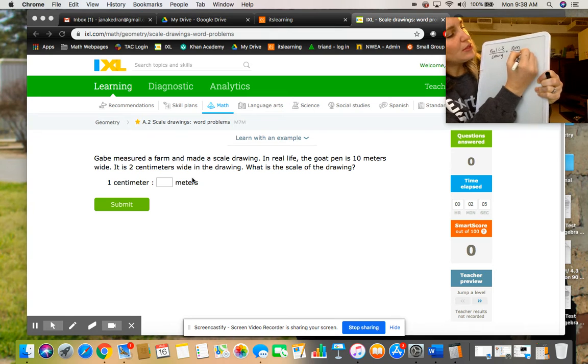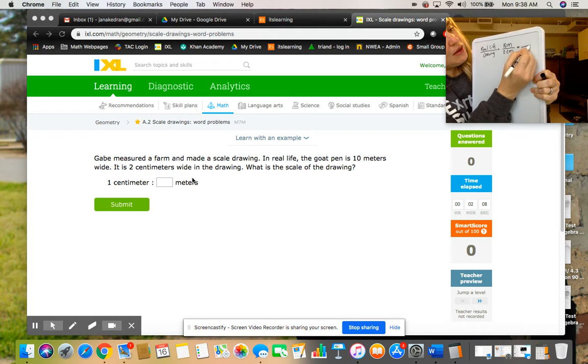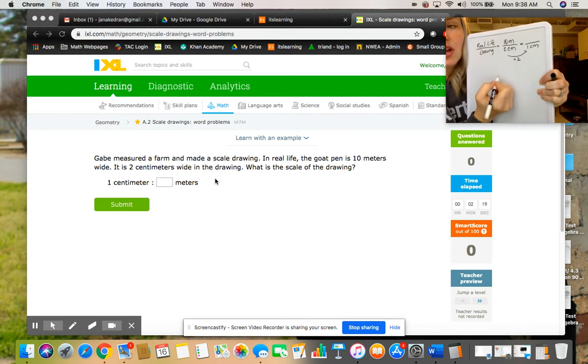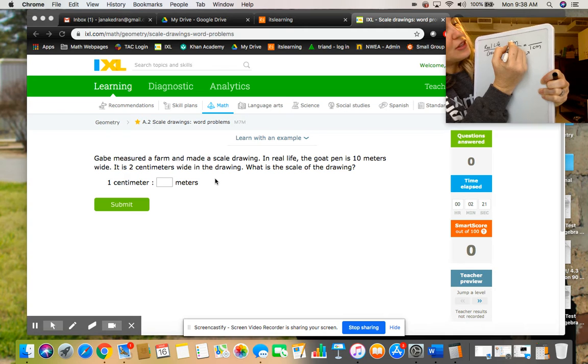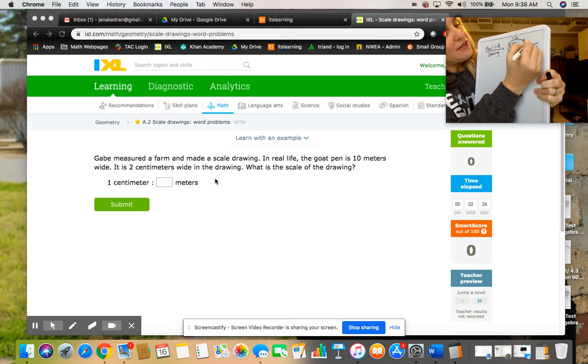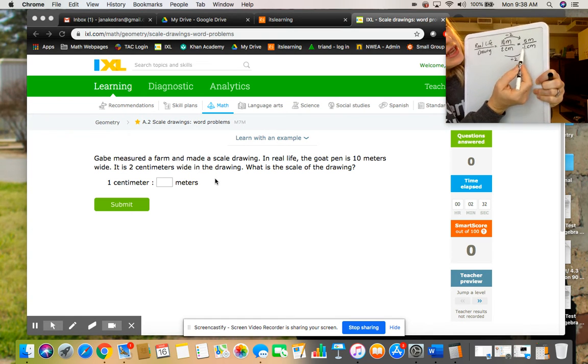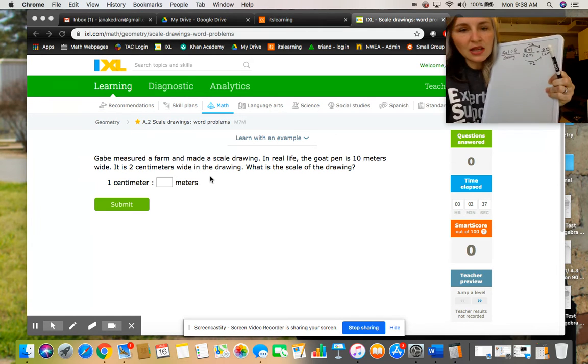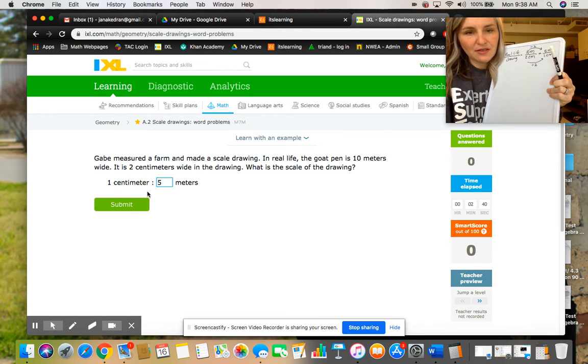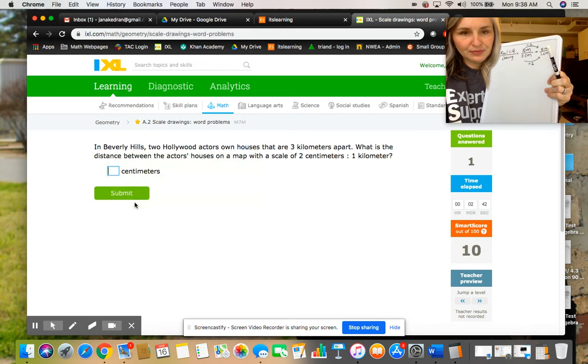So what I want to do is I want to reduce this fraction to make it 1 centimeter in the bottom. In order to do that, right, to go from 2 to 1, I had to divide by 2. And so if I have to divide the top of the fraction by 2, I'm going to divide the bottom of the fraction by 2 and make this 5 meters. So what we're saying in this drawing is for every 1 centimeter, it actually converts in real life to 5 meters. Okay, so I can say 1 centimeter is 5 meters.